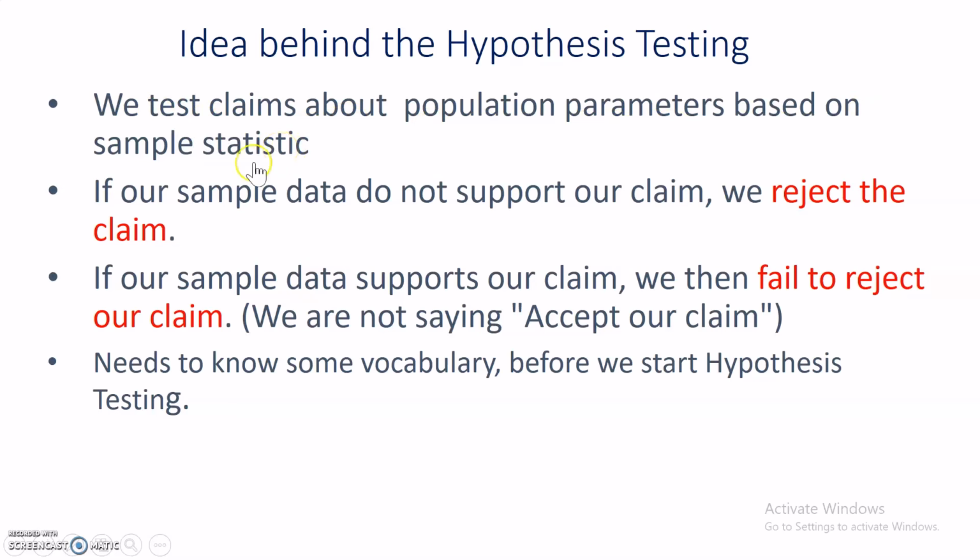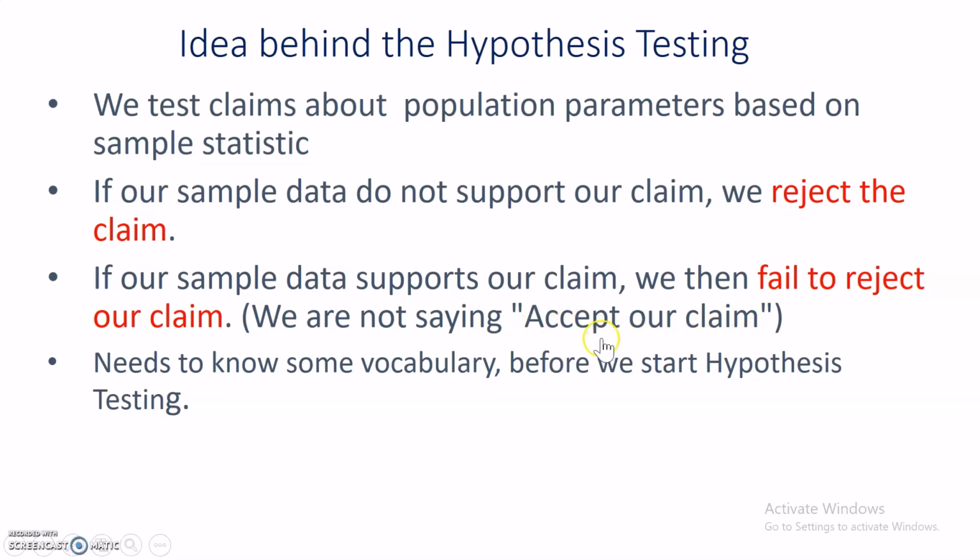For this purpose, we collect a sample, right? If our sample data do not support our claim, we reject our claim. And if our sample data supports our claim, we say we fail to reject our claim. Note that we are not saying we accept our claim. So remember, we either reject our claim or we fail to reject our claim. We never say we accept a claim.